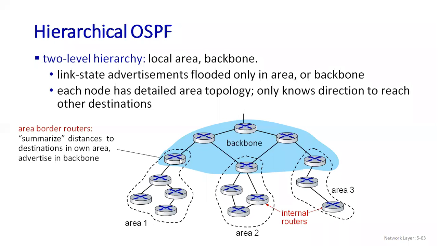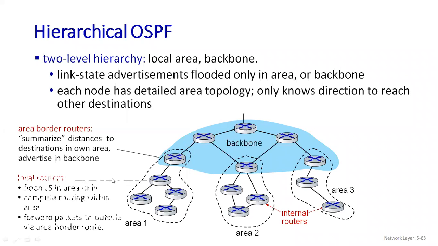This is known as your area border routers, because it sits on the border of your local area networks and the backbone. What the area border routers do is find the distances to the destinations within their own area, and they also advertise about the backbone. Once the backbone information is present here, they can provide it to the local area networks and say that yes, I can get the information from the backbone side.